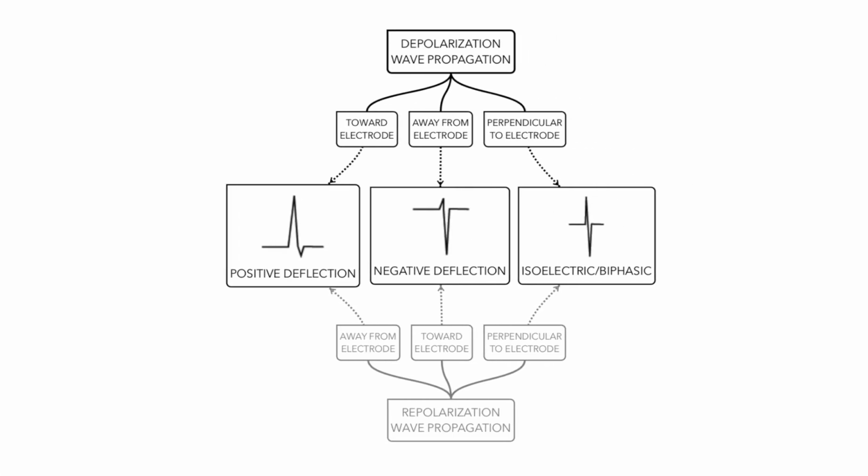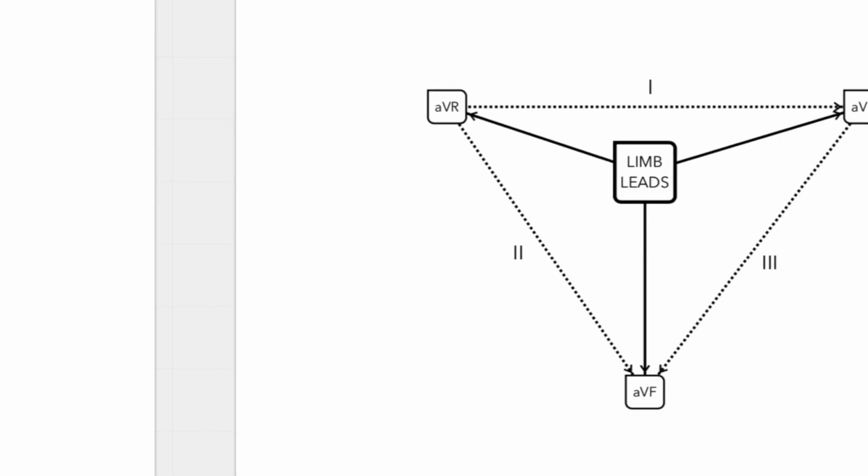To start off, you need to know that if a depolarization wave is propagating toward an electrode, you get a positive deflection. Away from an electrode, you get a negative deflection. If it's perpendicular to that electrode, you get an isoelectric or biphasic deflection. And for repolarization wave propagation, the conventions are opposite. This will be pertinent when thinking about the T wave in particular, but definitely the top half is what's most important and what you absolutely need to know.